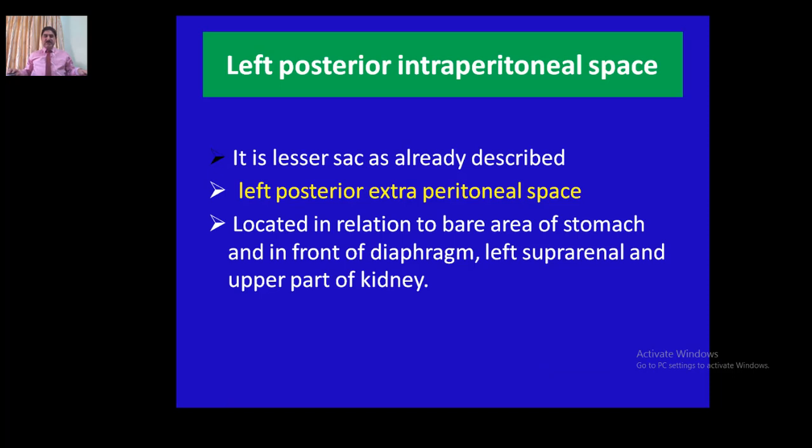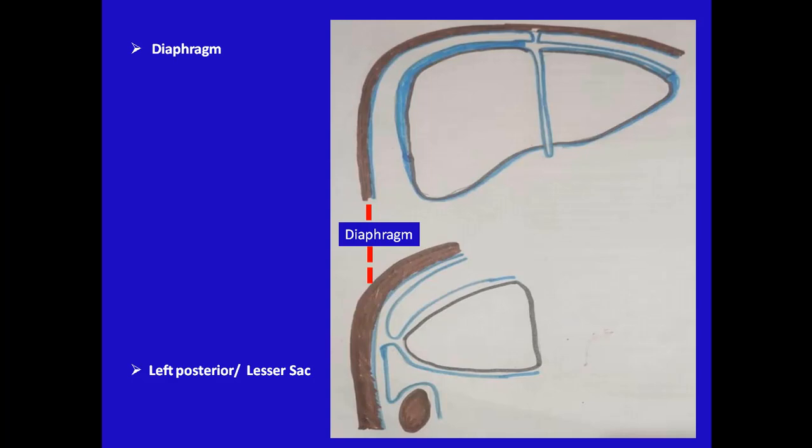Left posterior intraperitoneal space is equivalent to lesser sac as already described. Left posterior extraperitoneal space is located in relation to the bare area of stomach and in front of diaphragm, left suprarenal gland and upper part of the kidney. As shown in this diagram, liver lies under the right dome of diaphragm.